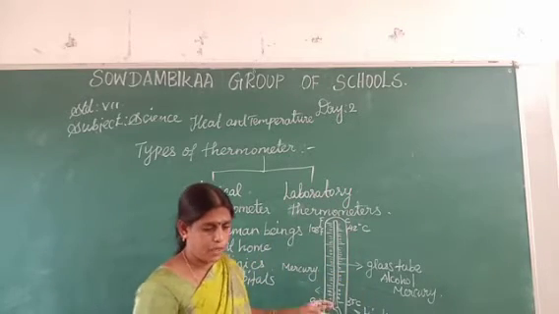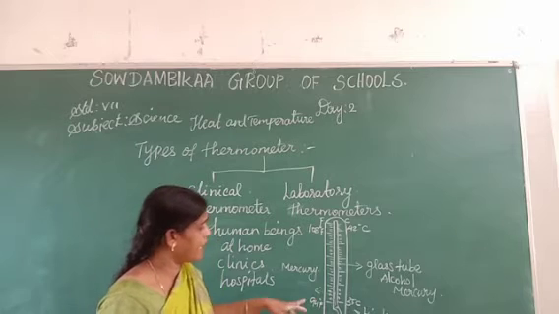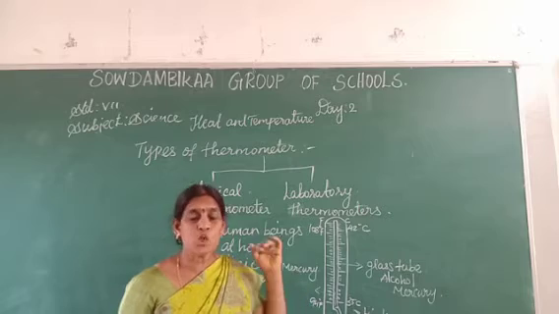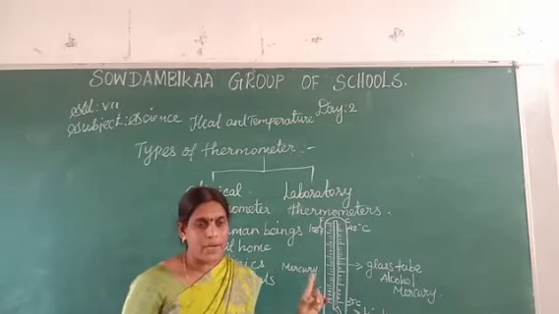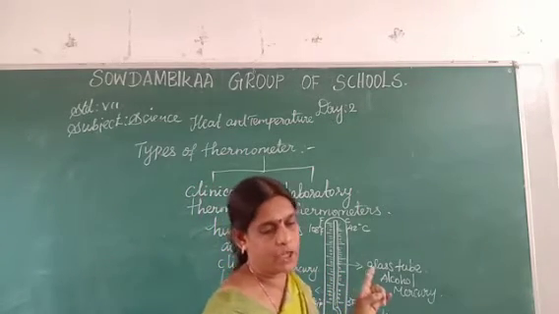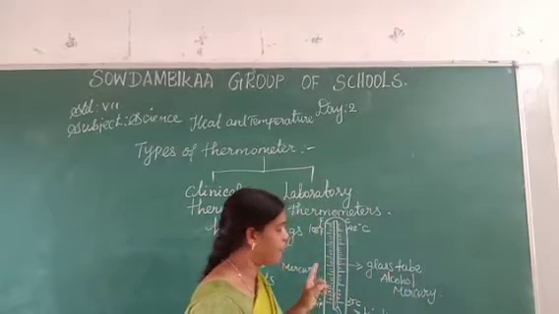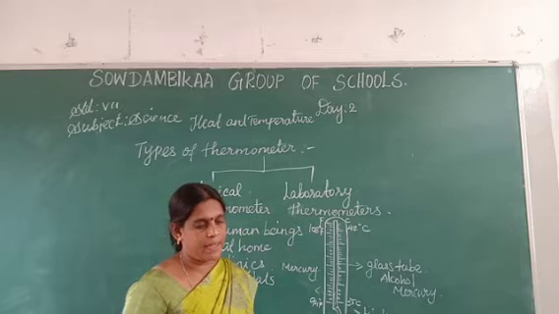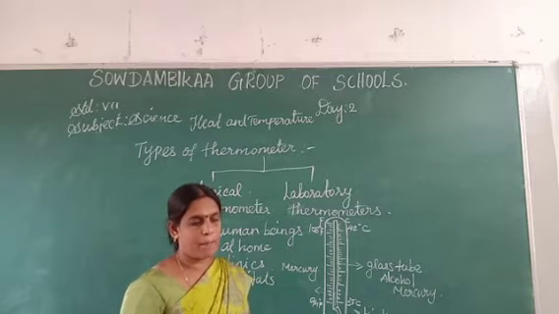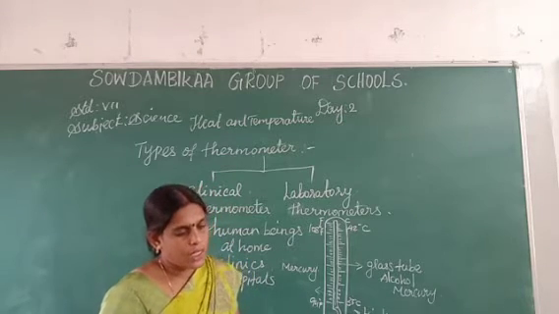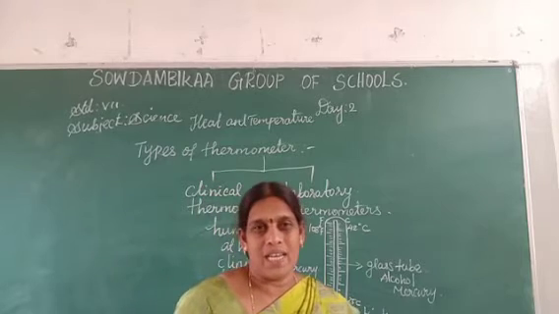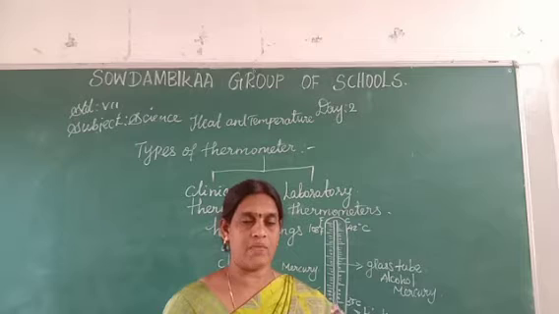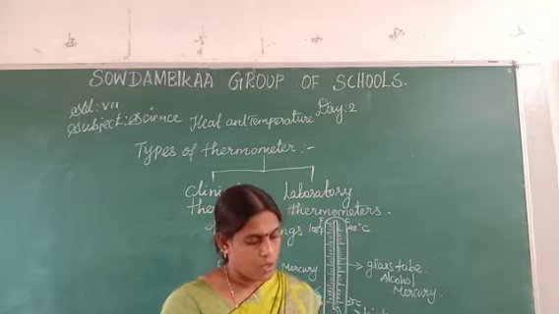Our clinical thermometer has a kink to prevent. Prevent means to stop. Which one is stopped here? Mercury. Mercury from flowing back to the bulb when the thermometer is taken out of the patient's mouth. So the temperature can be noted conveniently. Then only can we note the temperature conveniently. Otherwise it is wrong. Okay.